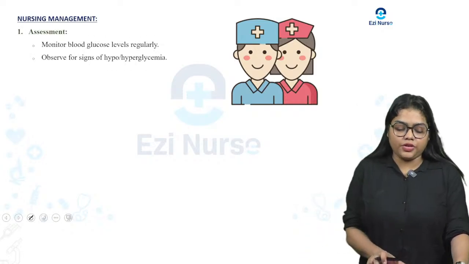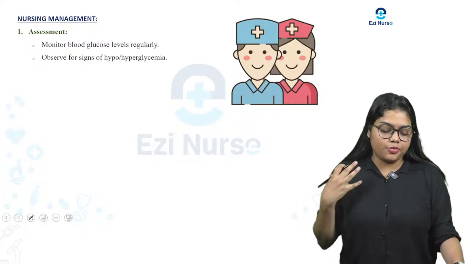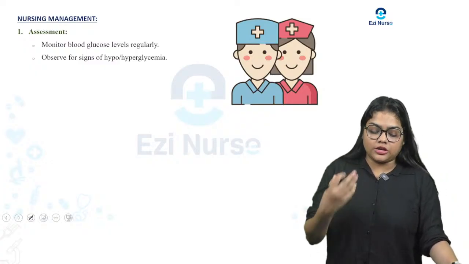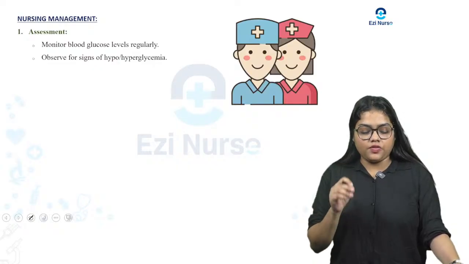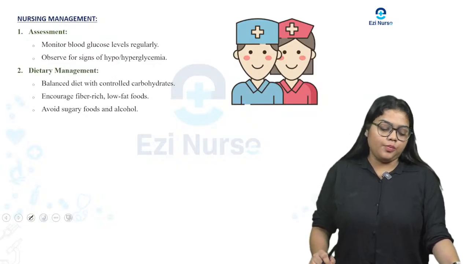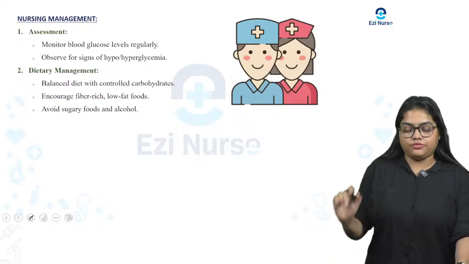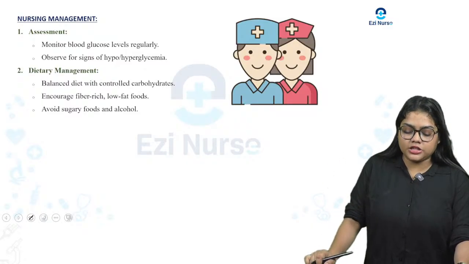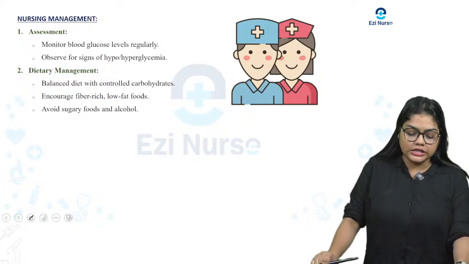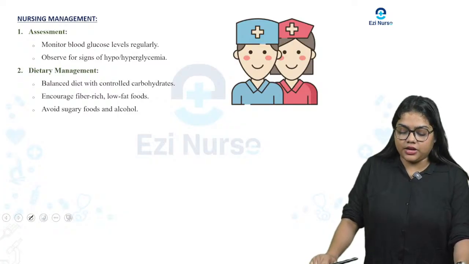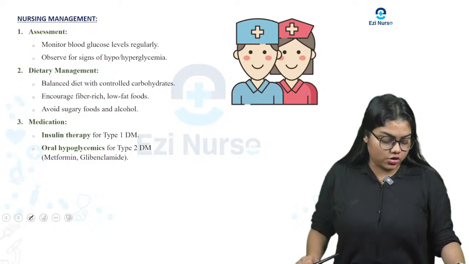So as a nurse, what we can do for the assessment, we can monitor the blood glucose level regularly. We have to observe for any signs of hypo or hyperglycemia. Suddenly the sugar level can be increased or decreased, so that also we have to monitor. For the dietary management, a balanced diet with controlled carbohydrates or less carbohydrates. Then encourage fiber-rich or low fat food diets, avoid sugary foods and any kind of alcohol.